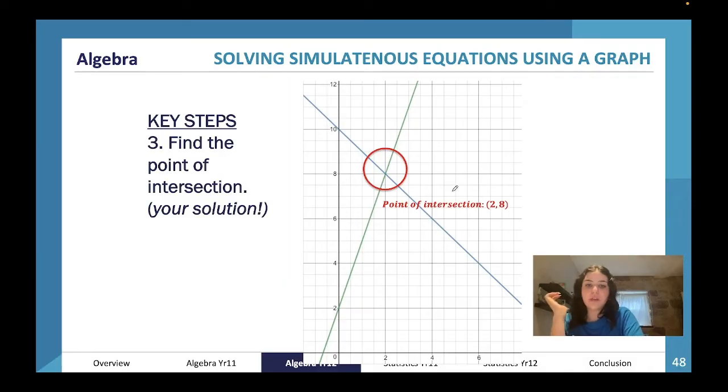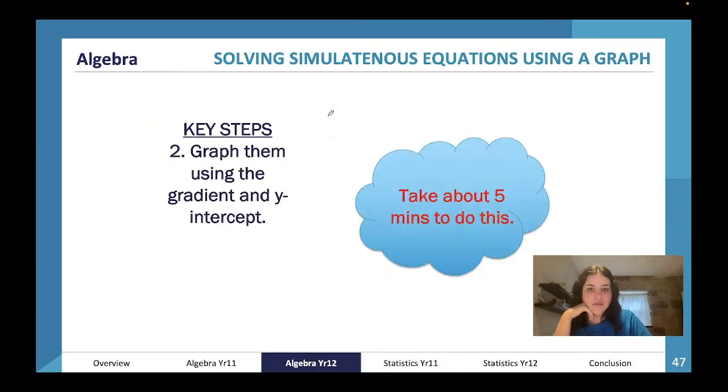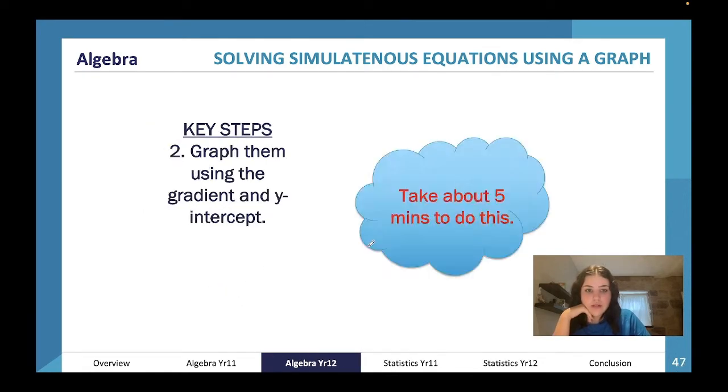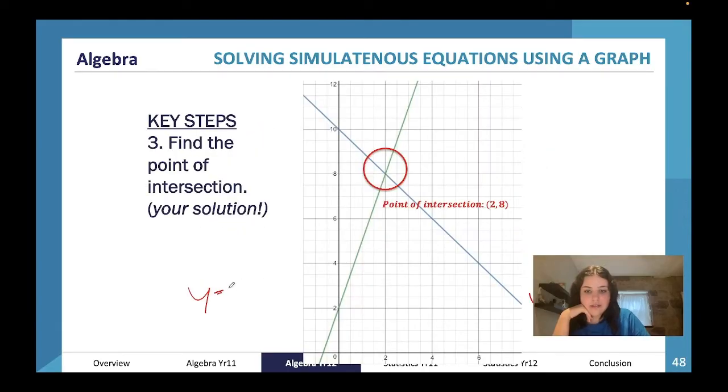So let's look at each of our lines. Let's take a guess of which one was which. We have an intersection of 10 on the blue one. I'm going to assume that's y equals 10 minus x. And this one we have y equals, let's have a look back, 2 plus 3x. Those are our two lines.